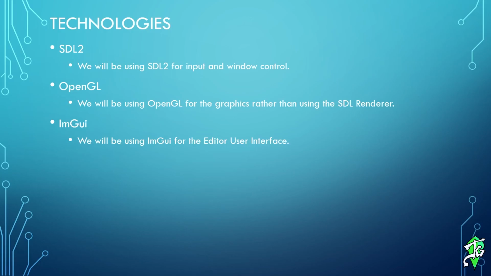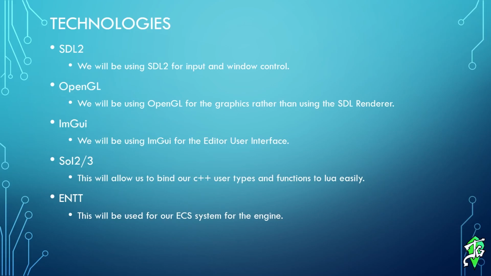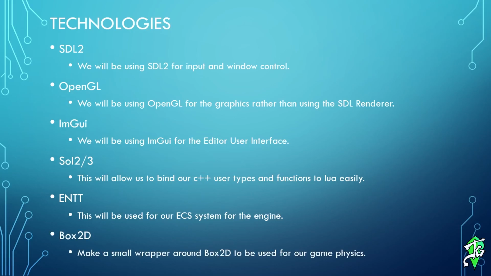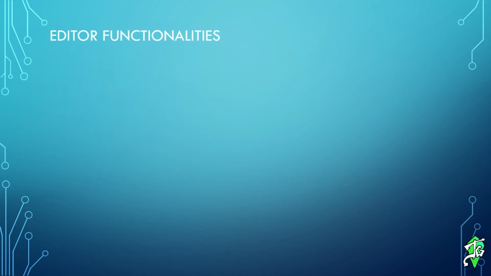ImGui or Immediate Mode GUI is another wonderful library that we will be using for all of our user interfaces for the editor. We will also be using Sol2, Sol3. This library will be used to allow us to bind our C++ user types and functions to Lua easily. We'll be using Lua scripts for the game logic. The goal is to completely separate game logic from the engine and just use the scripts to access the engine's functionality. Entt, or Entity, will be used for our ECS system, or Entity Component System, for the engine. And then Box2D, which we'll be using for the physics of our game. We'll be making a nice wrapper around that along with Lua binding so we can access the physics in the Lua scripts.